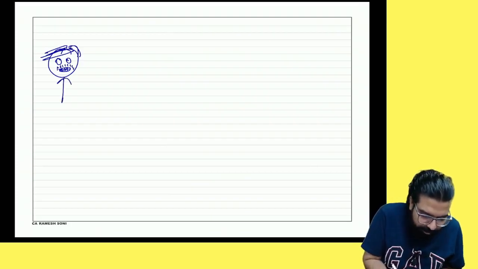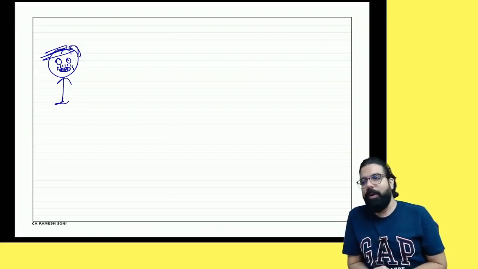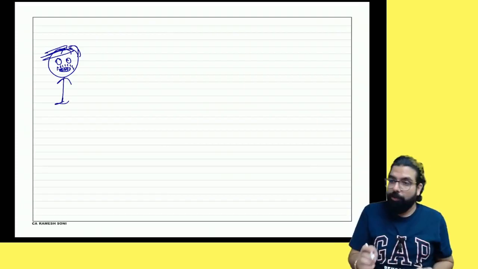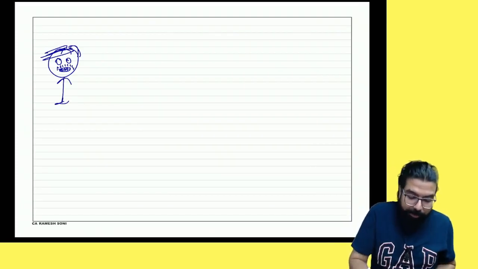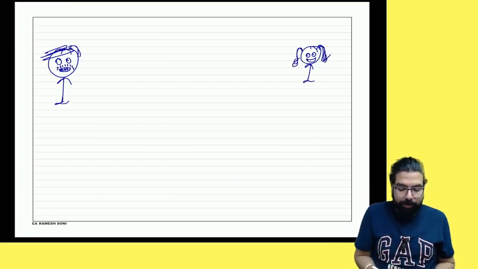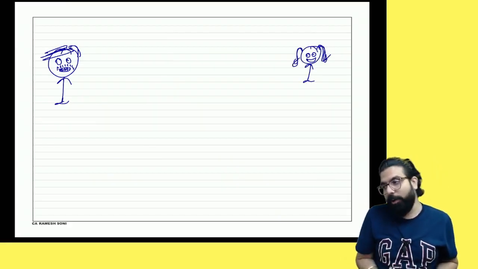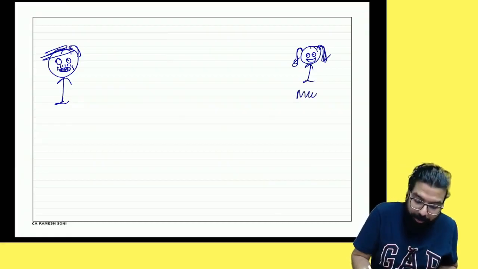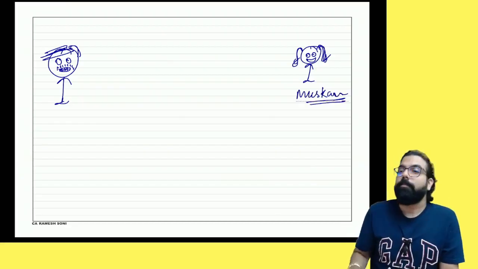Okay, this is Manoj. Everyone over here now. Manoj is over here. Who is this? This is Manoj ka friend. Okay, everyone, only for classroom purpose. Muskan is Manoj ka friend. Okay? Now what happened?